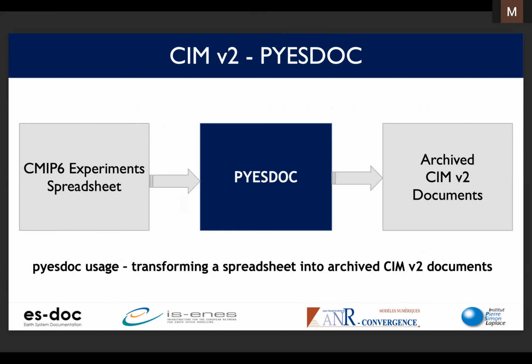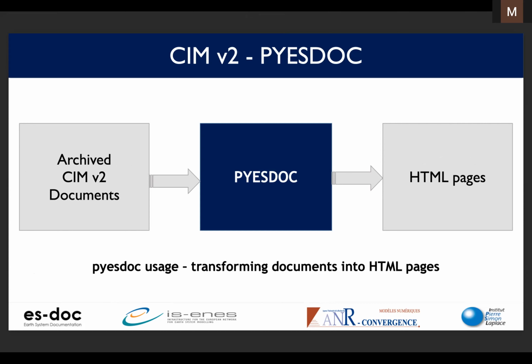One of the ESDoc team is responsible for coordinating with all the different MIPs and creating this mother of all spreadsheets, which is the CMIP 6 experiments spreadsheet, which is really a huge spreadsheet. And we use ESDoc to parse that spreadsheet and convert the metadata information in that spreadsheet into SIMV2 documents that are ready to be archived. So that's one usage of ESDoc. Another is transforming those archived documents into HTML for rendering, for viewing.